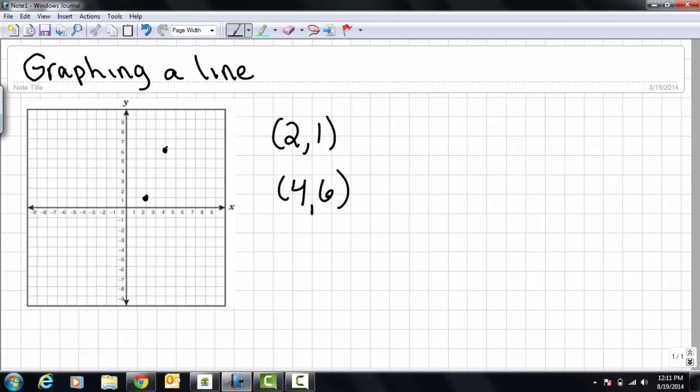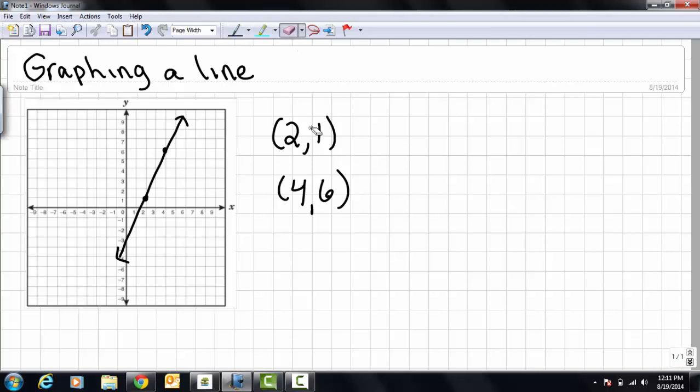Now, to finish this, all we have to do is use a straight edge and connect the 2 points that we drew and put arrows on the end to make sure that it shows that the line goes forever in both directions. So graphing with 2 points is probably the fastest way to do it. You just plot both points and connect them.